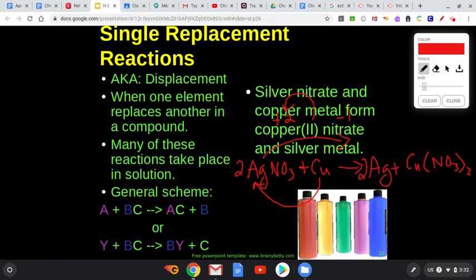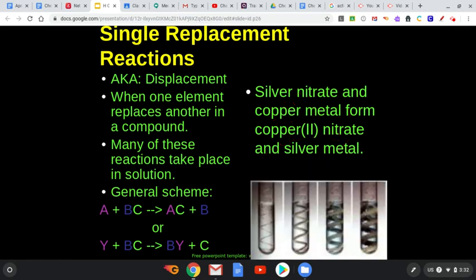So remember, if the element by itself is a metal, it must replace the metal in the compound. It cannot replace the nonmetal, and it will kick it out by itself and then form a new compound. Here's an example of what this reaction looks like over time. Literally, when you put a piece of copper metal inside silver nitrate solution, eventually silver will start to form on the outside of the copper wire, and your solution will start to turn blue due to this copper 2 metal ion.